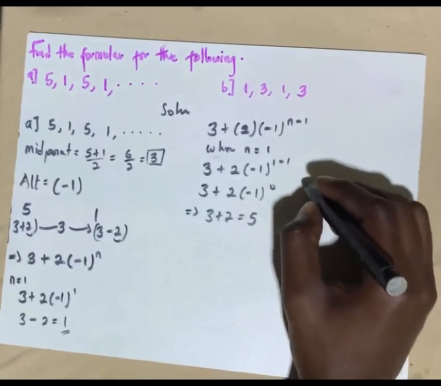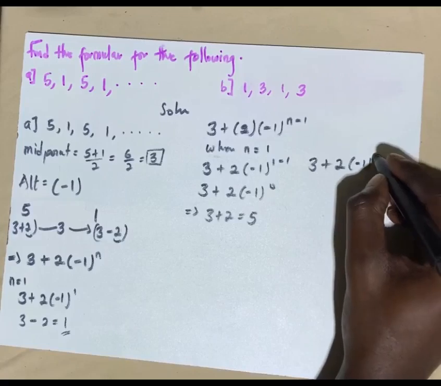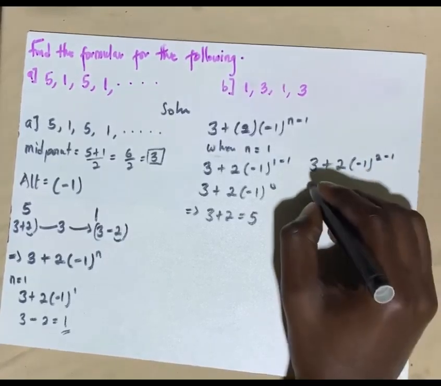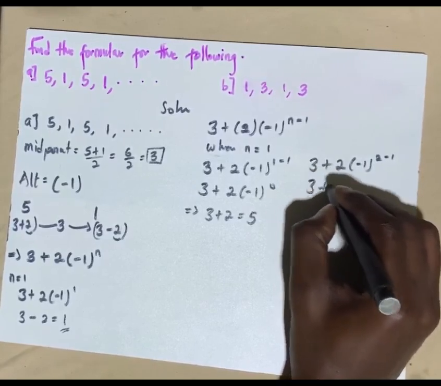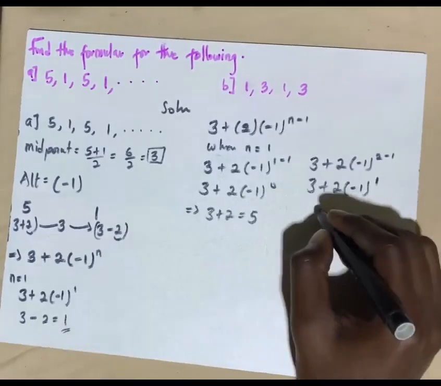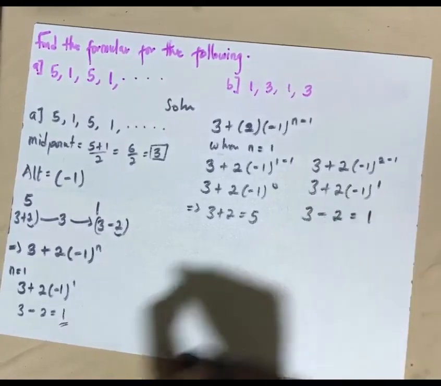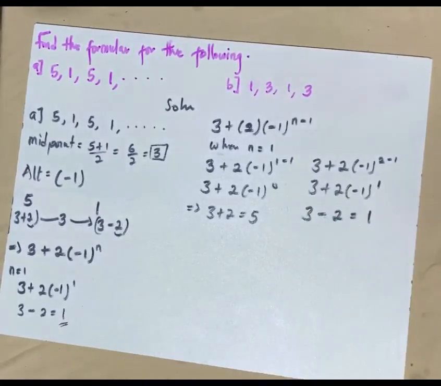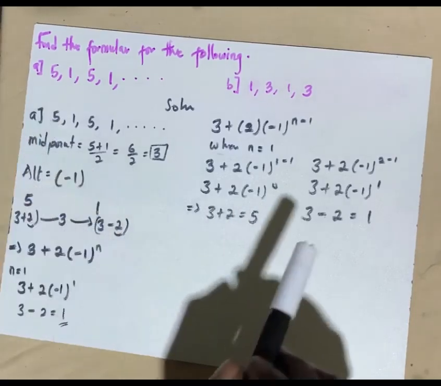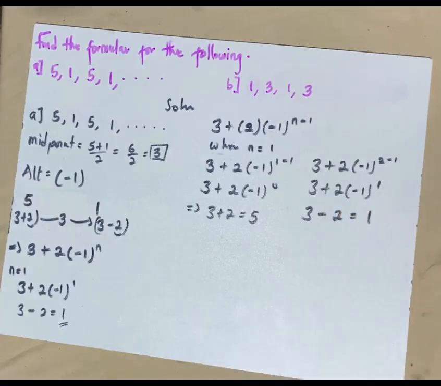Now, let us see when n is 2. So we have 3 plus 2 times minus 1, and when n is 2, the exponent is 2 minus 1. What do you think is going to happen? We are going to get 3 plus 2 times minus 1 exponent 1. Now, we are obviously going to get 3 minus 2, which is also going to give us 1. So you realize that when n is even, we are always going to get the first value, and when n is odd, we are always going to get the second value.